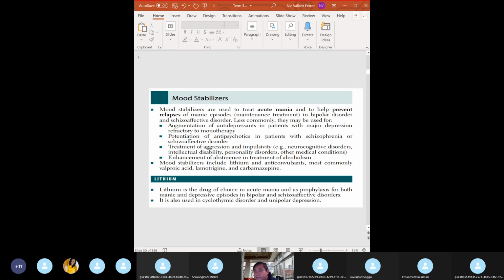Okay, so maybe this is when you go to on your rotations. So atypical antipsychotics, they are often prescribed as monotherapy in acute or maintenance treatment of your bipolar disorder. And they love this drug, lithium. Lithium is the drug of choice in acute mania and as prophylaxis for both manic and depressive episodes in bipolar and schizoaffective disorders. Lithium is the only mood stabilizer shown to do what, guys?